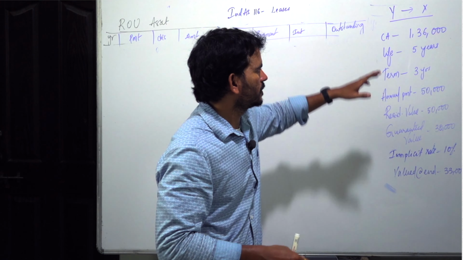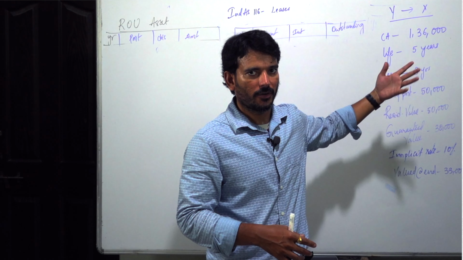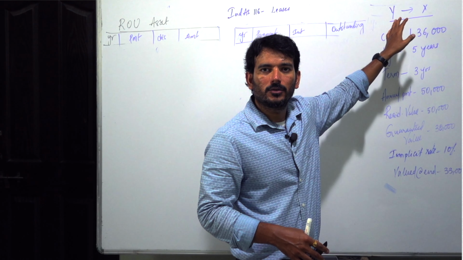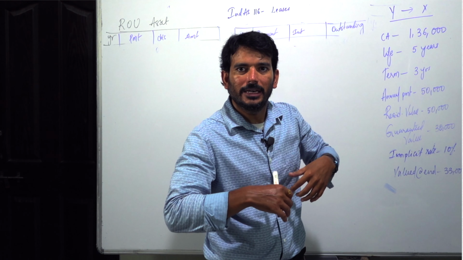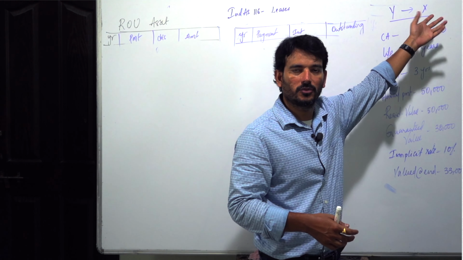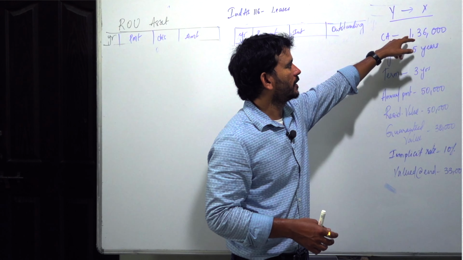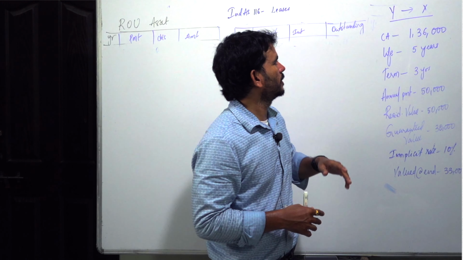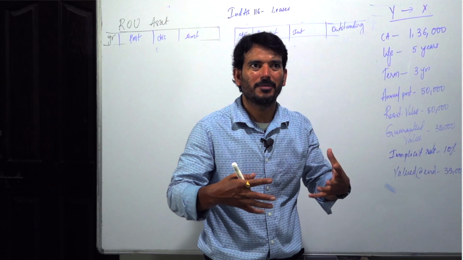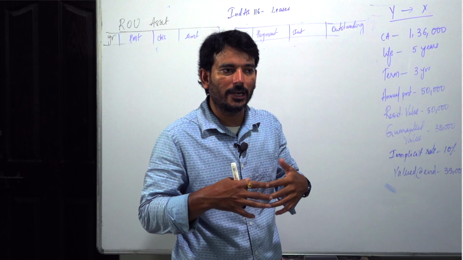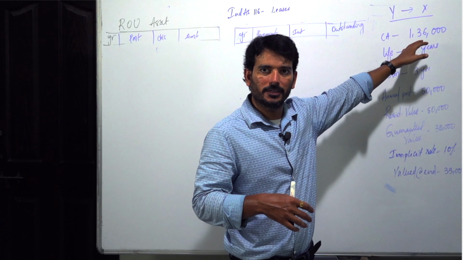So let's start. First, I'll try to explain the question if it is not visible clearly to you. There is a person Y who is a lessor who is leasing out a property to X, which means that X is a lessee here. Carrying amount is 1,36,000 in the books of Y, the lessor. So assuming that I am the Y, in my books the value is carried at 1,36,000.